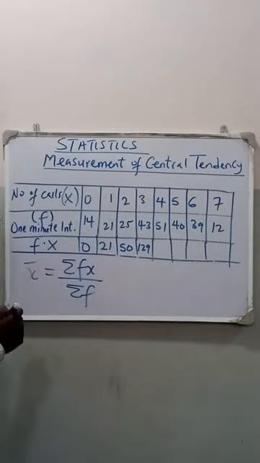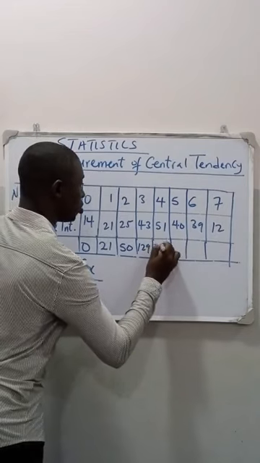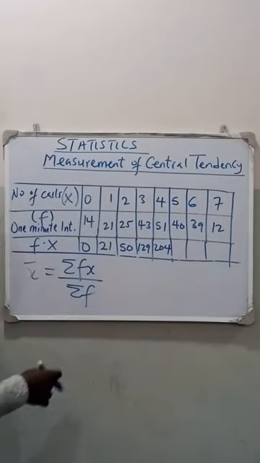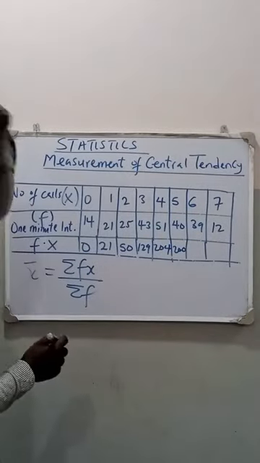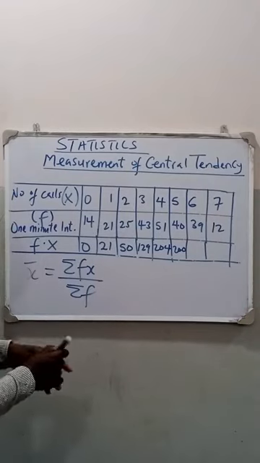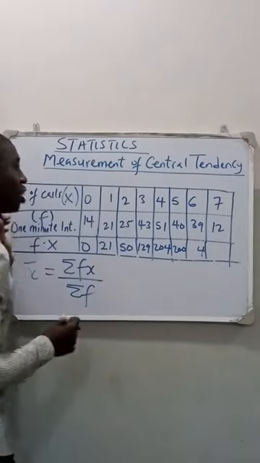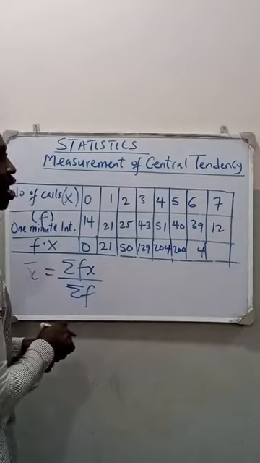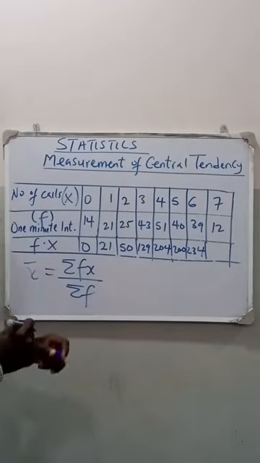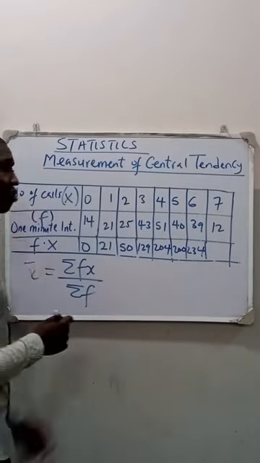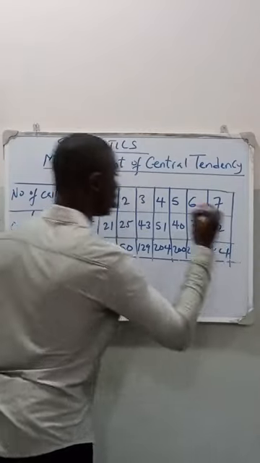51 times 4 gives us 204. 40 times 5 gives us 200. 39 times 6 gives us 234. Then the last one, 12 times 7, gives us 84.